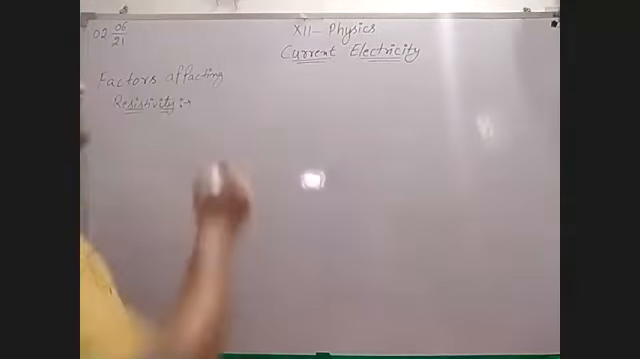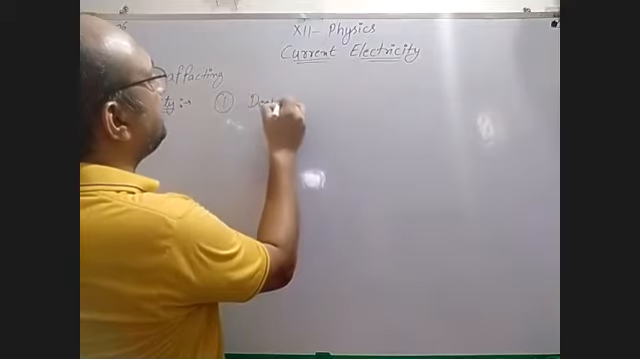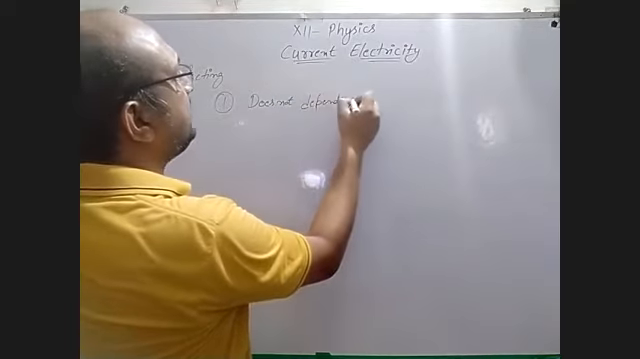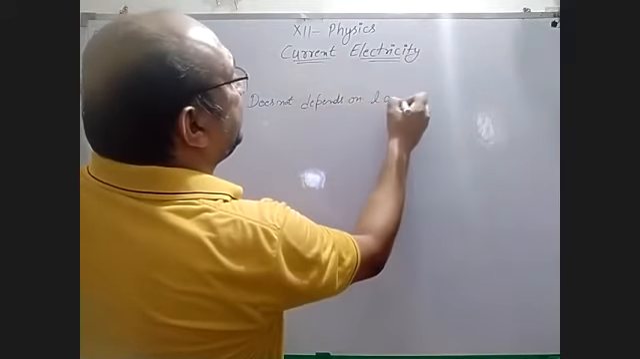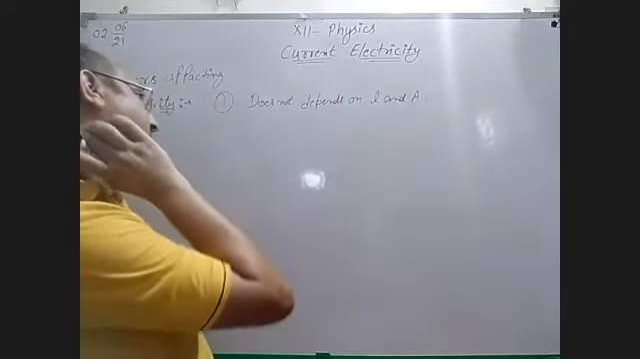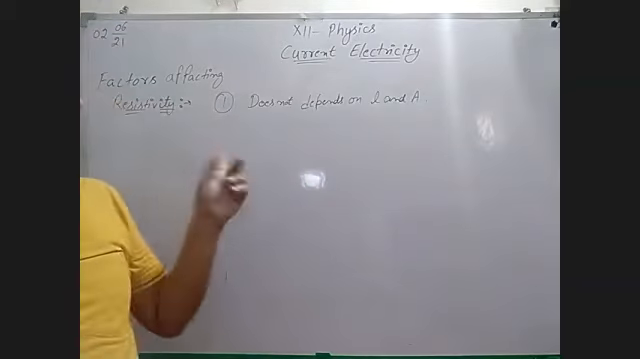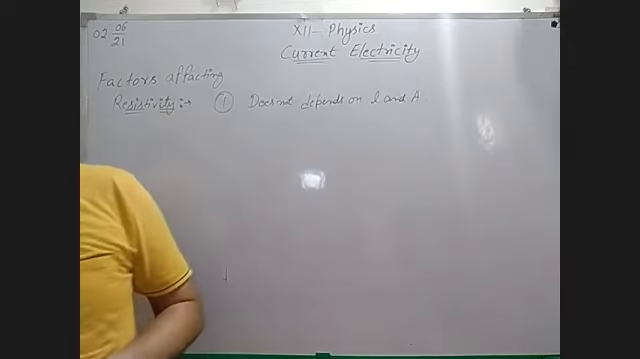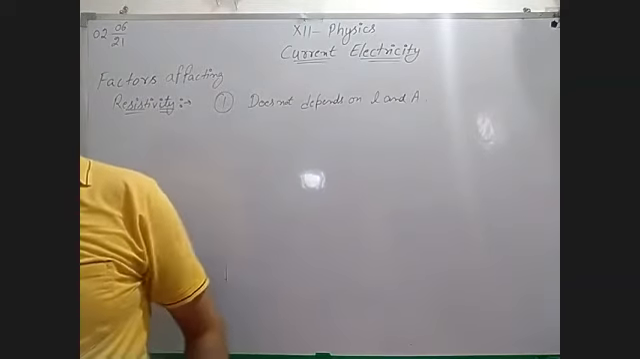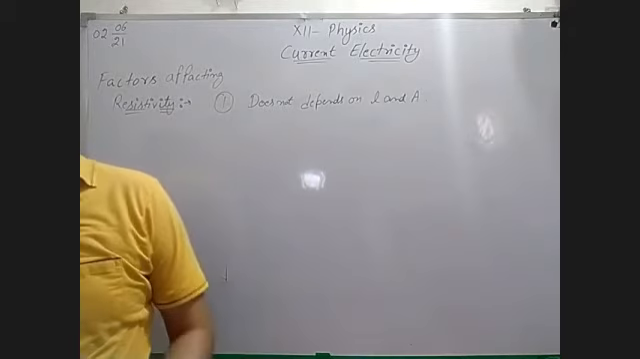First of all, one thing you have to remember: it does not depend on length and area. These two factors, length and area, are only for resistance, not for resistivity. For the factors affecting resistivity, now we can derive a formula.